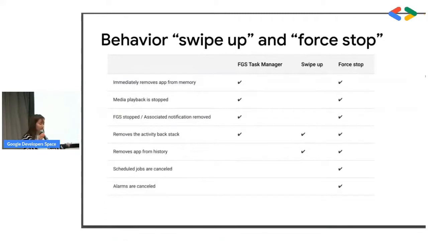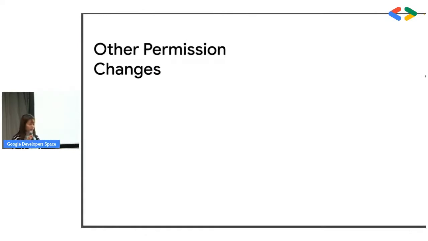What's the difference in behavior between swiping the app away and a force stop? A force stop technically stops everything. In fact, swiping the app away only removes the activity back stacks and removes the app from the history.